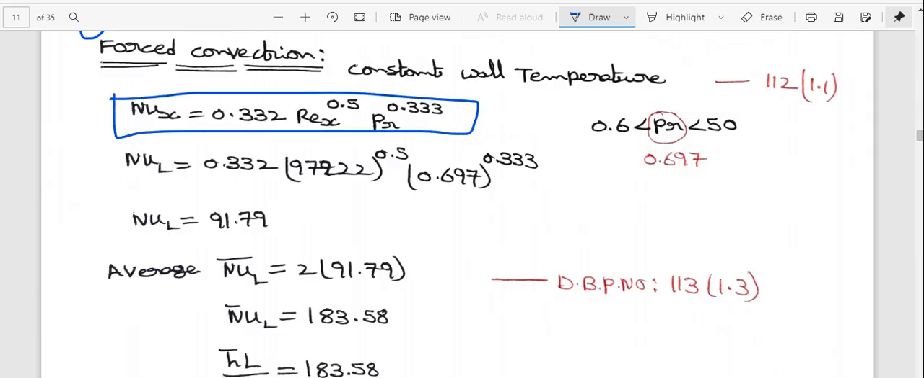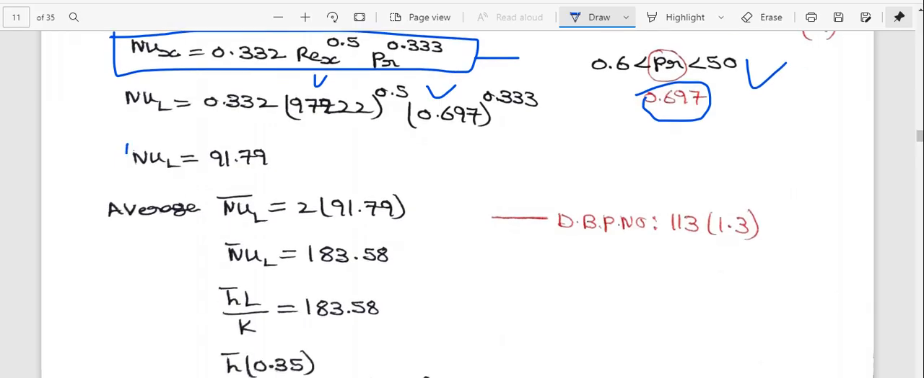So here what is the condition? 0.6 less than Prandtl number less than 50. Here Pr is equal to 0.696, so this condition is also satisfied. Now we need to substitute the Reynolds number and Prandtl number in this equation. After substituting, NuL is equal to 91.79.